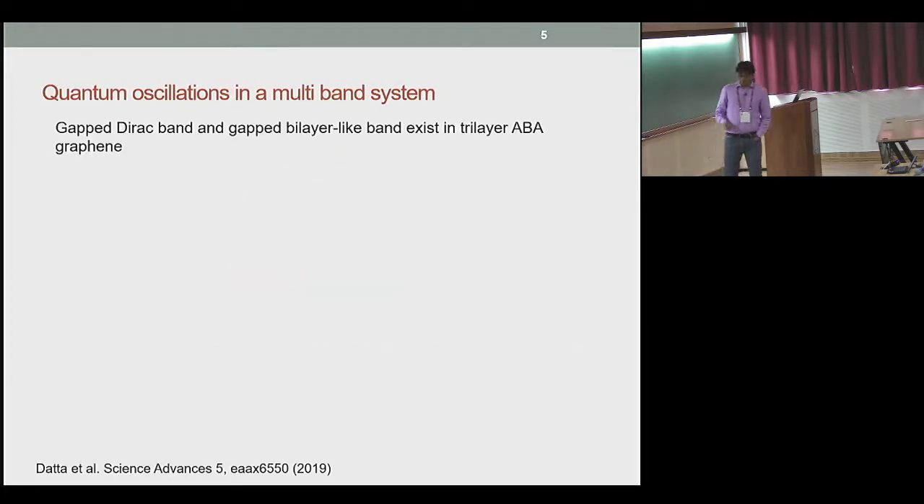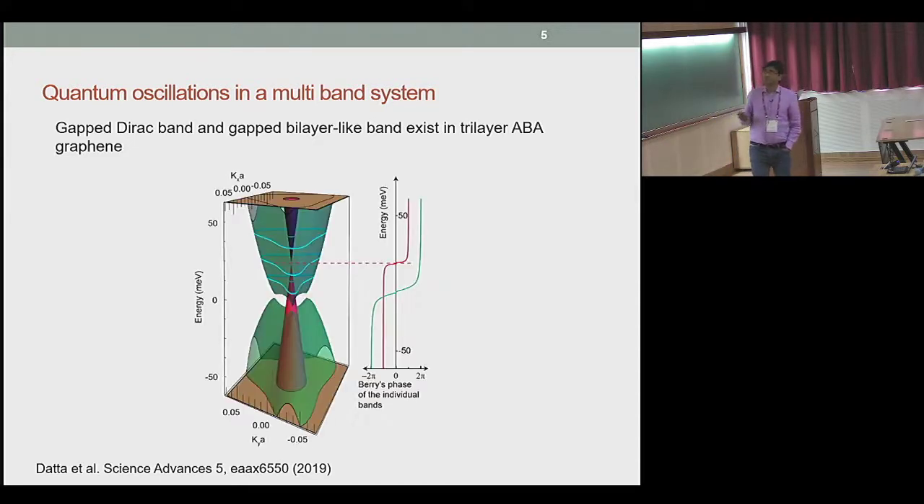So, just to give you a brief idea, it can also be used to study interesting physics. For example, we've spent a fair bit of time looking at different aspects of a tri-layer system, which is also an important system in this family, which has a gapped Dirac band and a gapped bilayer-like band, which coexist. And so if one wants to study the physics of quantum oscillations and Berry's phase, this is really a nice system to look at, and we have explored this in the past.